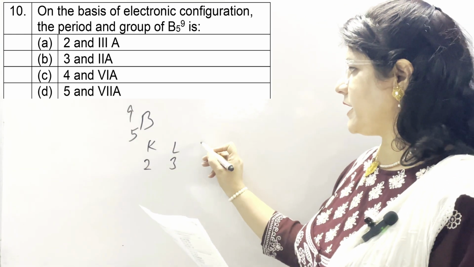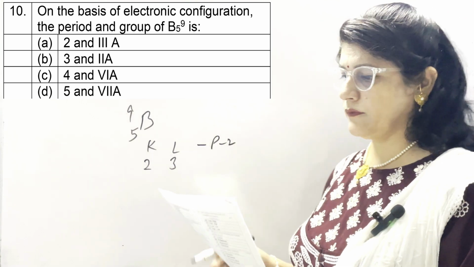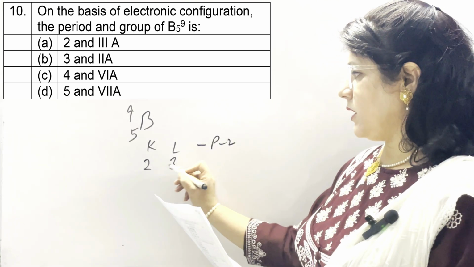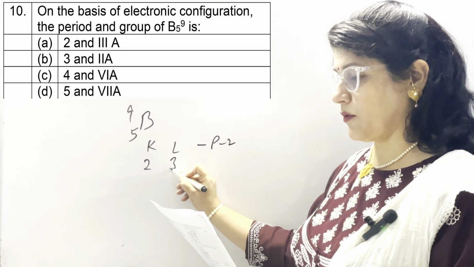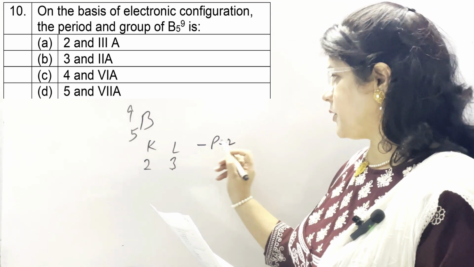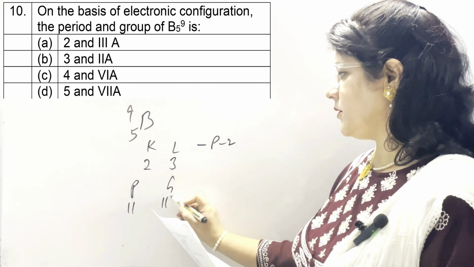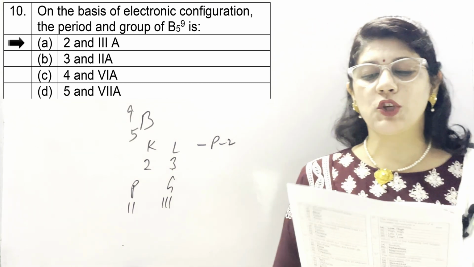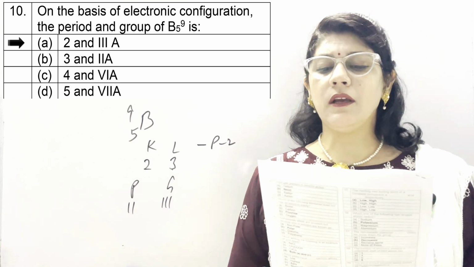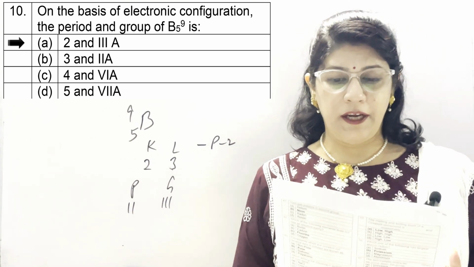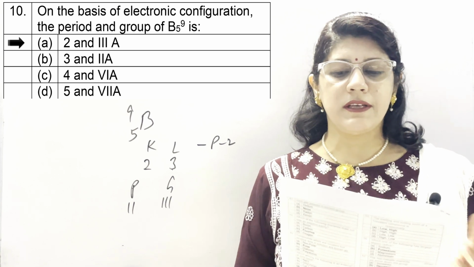Now the question asks us what is the period number. 2 shells, it means period is 2. And group, because 3 electrons in the outermost shell. So period is 2 and group is 3. It means correct option is A. Other options are B, 3 and 2A, 4 and 6A, 5 and 7A.